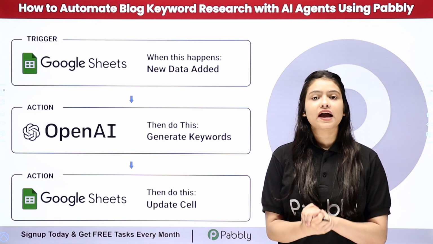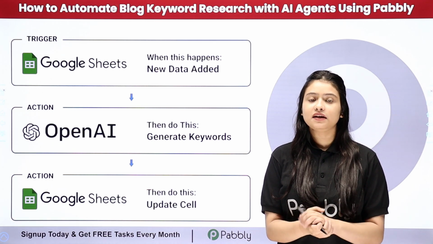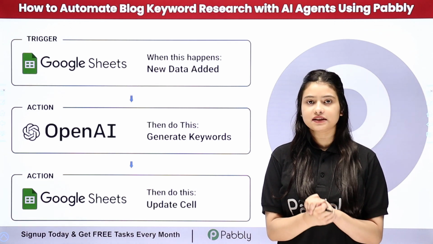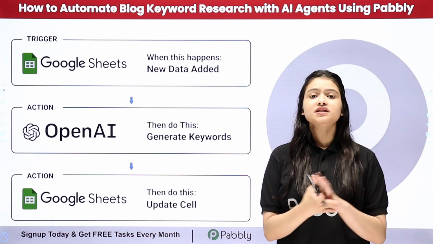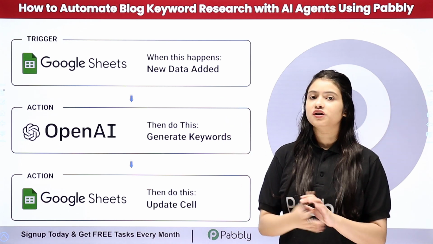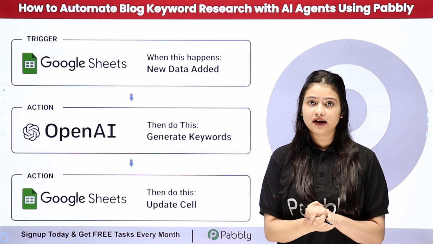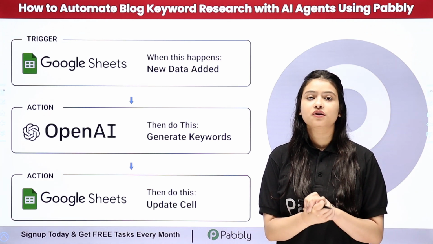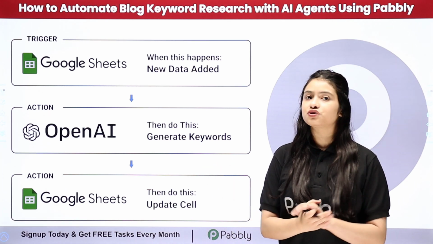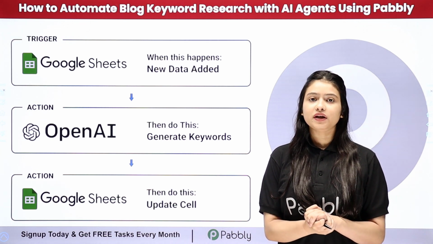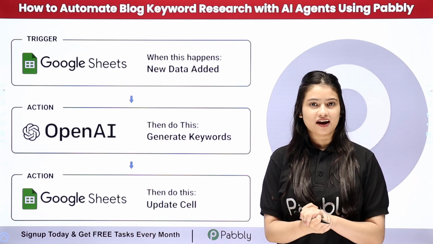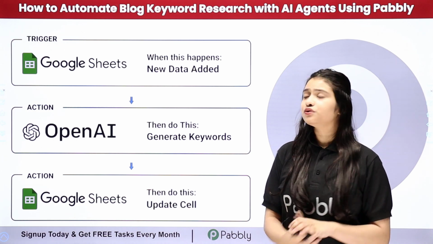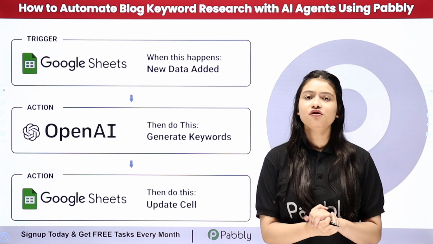So here I am using AI agent, that is OpenAI and Pabbly Connect, and with the help of this, I am going to automate this entire process in such a way that every time a new row is added in my Google Sheets along with the details of a new blog title, automatically keywords are going to be generated for that same title and are going to be added automatically in front of that row in my Google Sheets. Now, to automate this entire process, I am not going to use any kind of coding and programming skills. I am going to integrate all these applications with the help of Pabbly Connect.